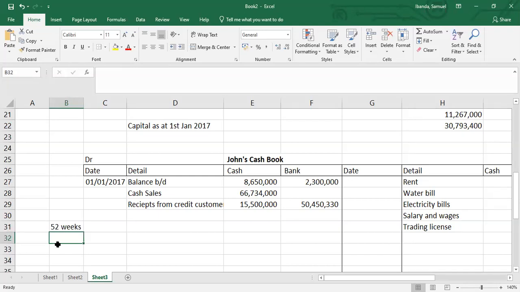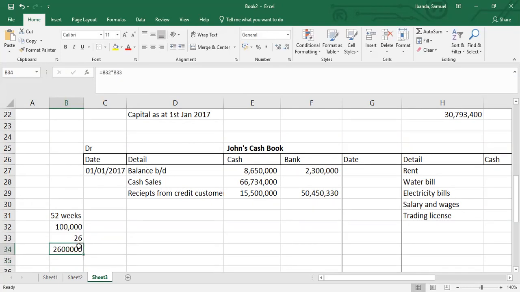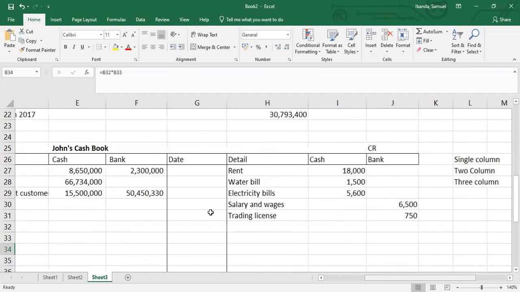Okay, so they're telling us that John takes 100,000, not per week, okay, but takes this after every 2 weeks. So it is basically bi-weekly. So mine is to determine how many 2 weeks do I have in a year. Okay, so I'll just divide 52 by 2, which gives me 26. Okay, so this 26 is what I'll actually multiply by the 100,000. So in reality, John actually takes 2.6 million for the whole year in terms of drawings. Okay, so that's important. So I'll just come here and put drawings.